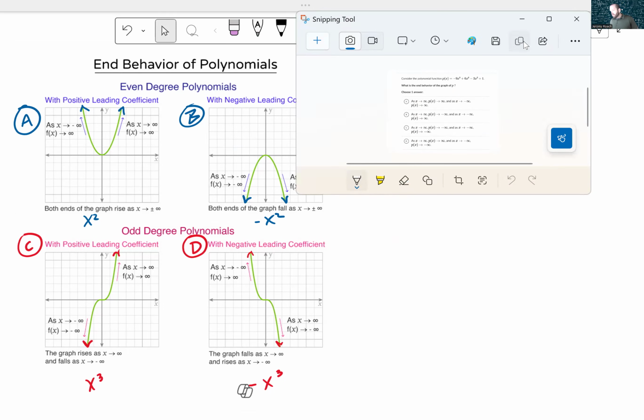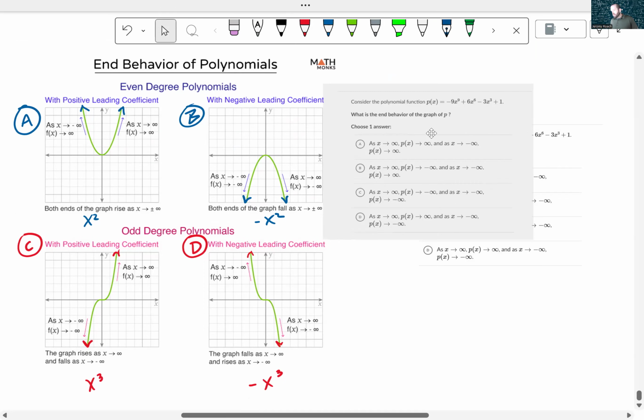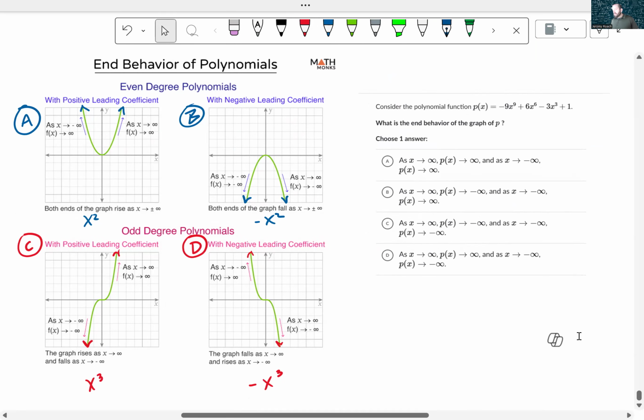Okay, here's the last one we're going to do. It says p of x is negative 9x to the ninth plus 6x to the sixth minus 3x cubed plus 1. What's the end behavior of the graph of p? Negative 9x to the ninth is what we're really focused on. We have a negative leading coefficient, and we have an odd degree exponent. So that means we're going to use D.